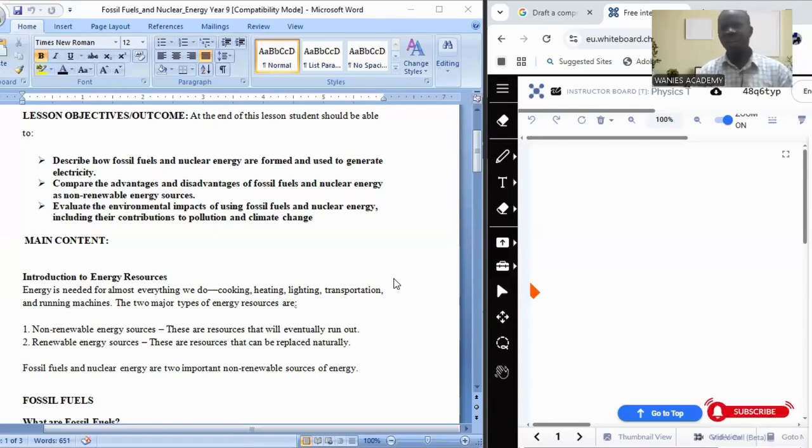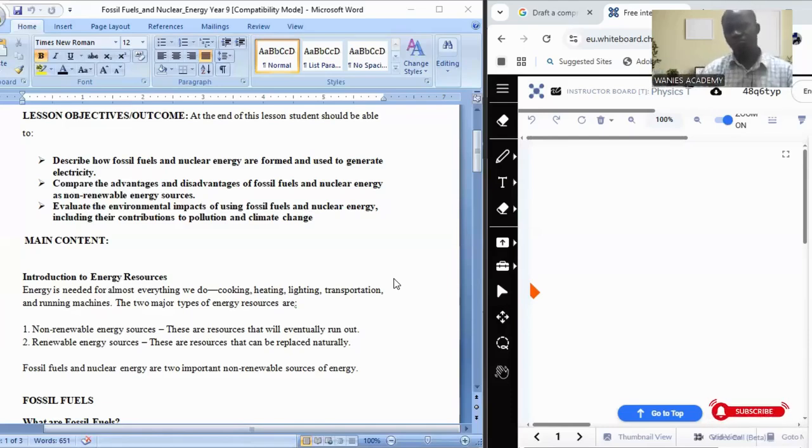Non-renewable. When something is not replaceable, when something cannot be replenished as and when expected. That is why these sources of energy are said to be non-renewable, because it's very difficult for you to replenish them, get them back. So these are resources that will eventually run out. They will not be there forever. So that is why we call them non-renewable.